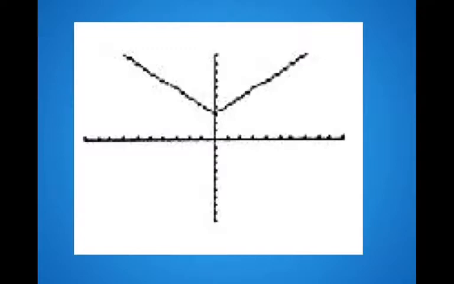This one you can tell is an absolute value graph, so the V-shaped graphs are absolute value, at least the kind that we do, the linear absolute value.